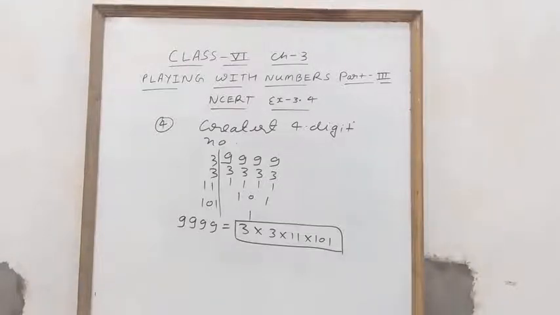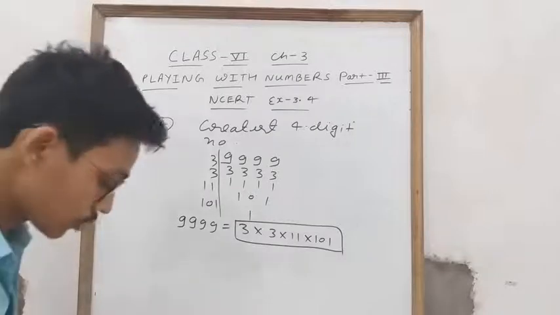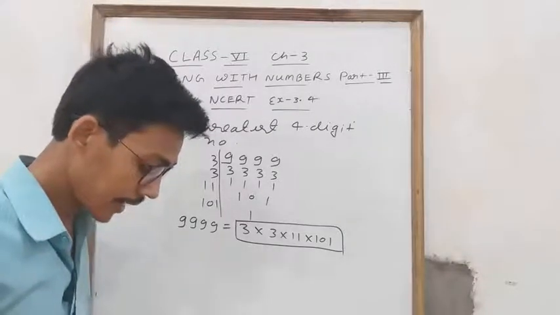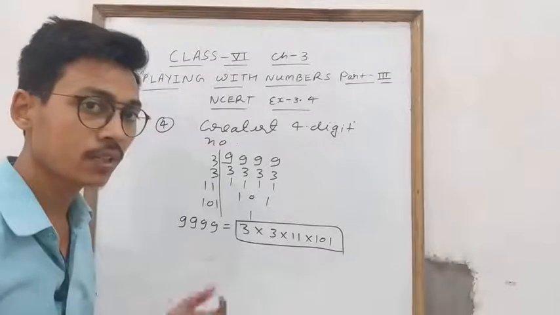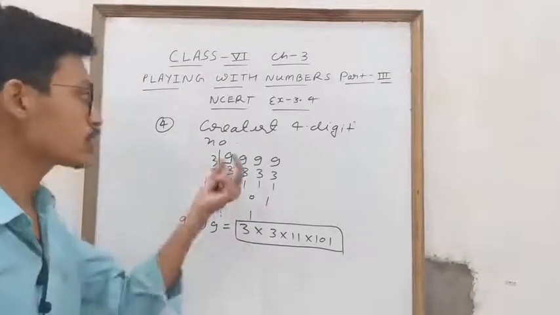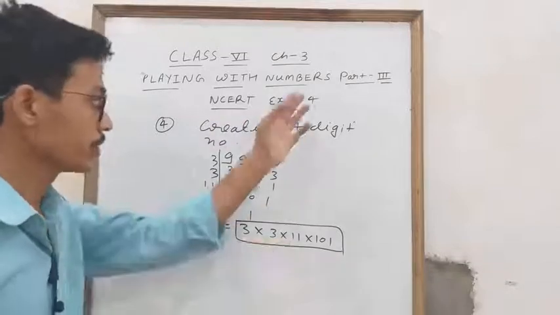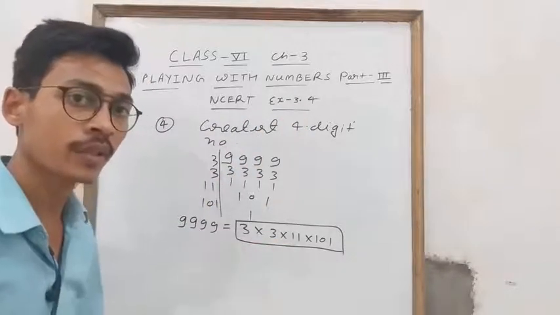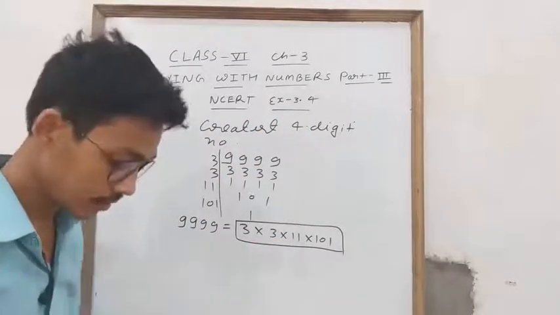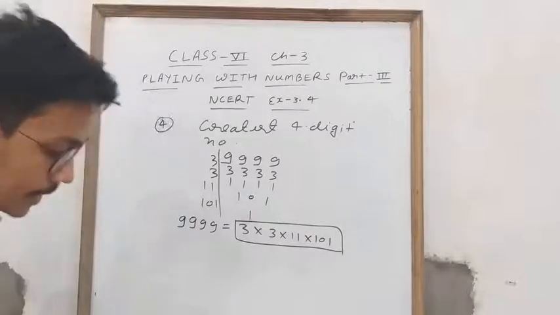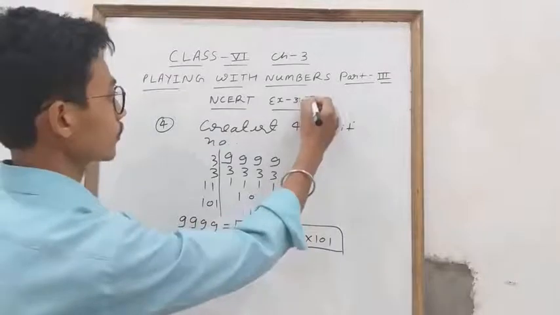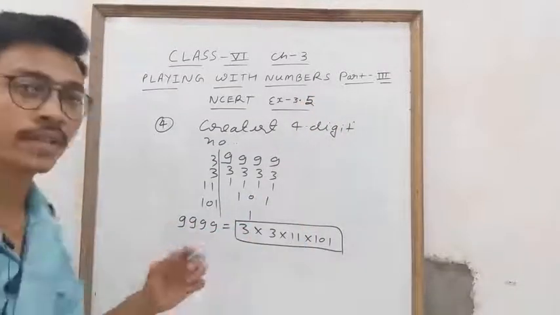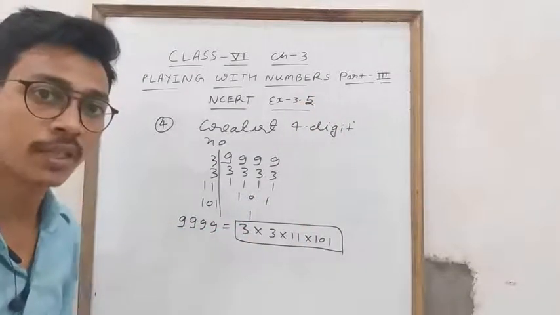Clear student? Now the next question is given based on the same pattern. Write the smallest 5-digit number and express it in terms of prime factorization. You will do it yourself. In this video we still discussed exercise 3.5. We started 3.5, and in the next video we will discuss some other questions. Clear students? Thank you.